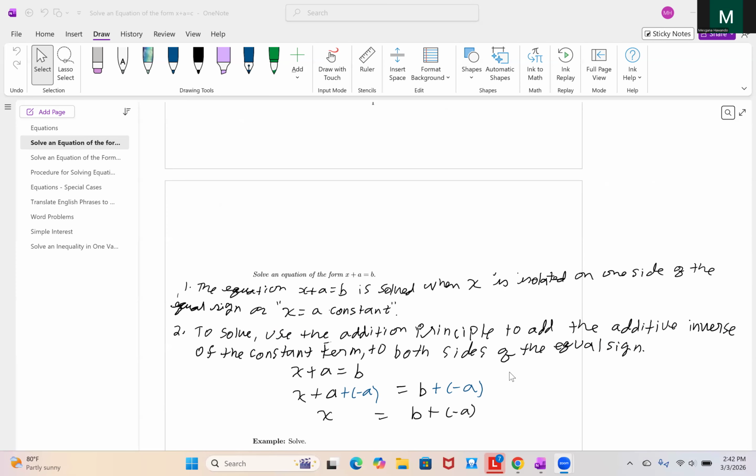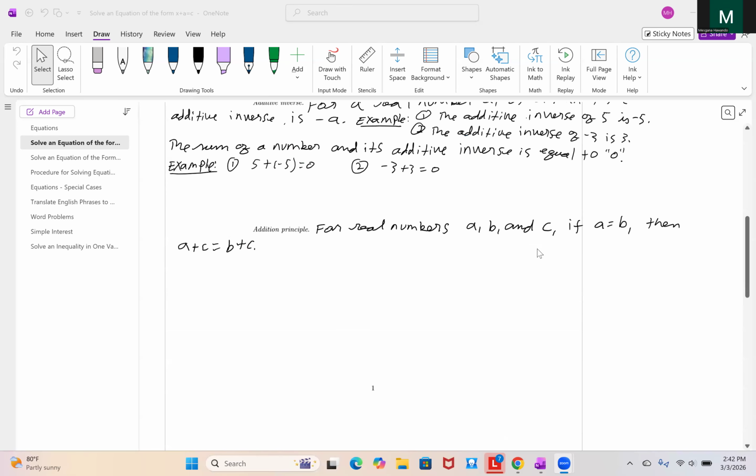2. To solve, use the addition principle to add the additive inverse of the constant term to both sides of the equal sign. So if we go back, the addition principle says that for real numbers a, b, and c, if a is equal to b, then if we add a real number c to both sides, the new numbers are still equal: a plus c equals b plus c.